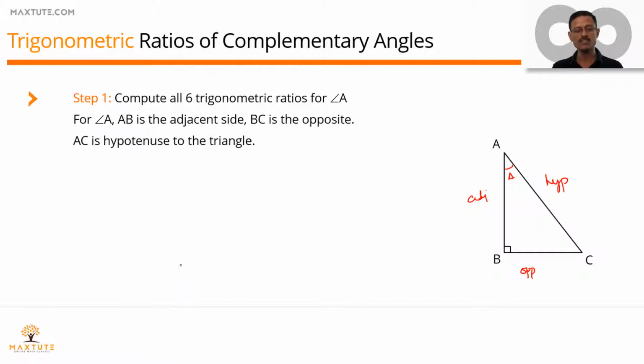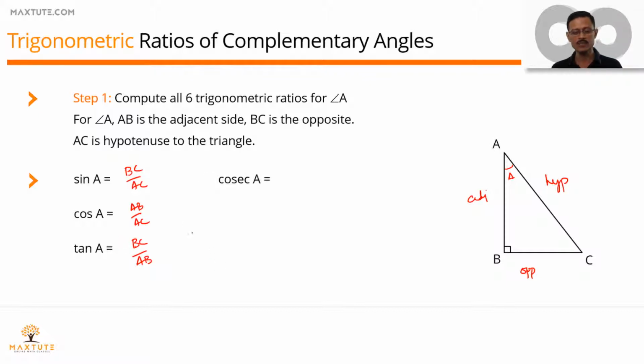Let's compute all 6 trigonometric ratios starting with sine. Sine A is equal to opposite side by hypotenuse. Opposite side is BC divided by hypotenuse AC. Cos A is equal to adjacent side by hypotenuse, which is AB by AC. Tan A is equal to opposite side by adjacent side, which is BC divided by AB.